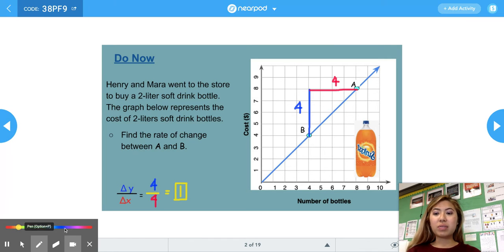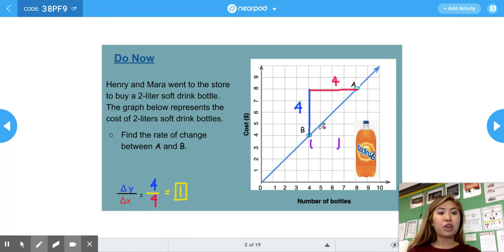The second way that we could have solved this is looking at the coordinates of A and B. So first, let's identify that. The coordinate of B is (4, 4), and the coordinate of A is (8, 8). Since we can see that it is a proportional relationship, we can just divide our y value by our x value. So we have 4 divided by 4, which of course is 1, and then 8 divided by 8, which is 1.